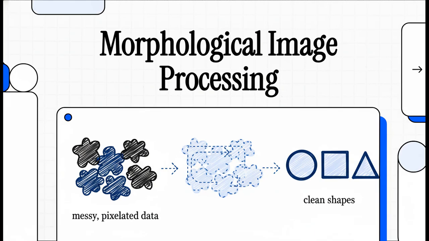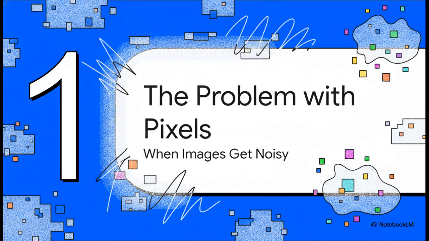You know when you see a messy, kind of pixelated image, and you wonder how a computer could ever clean it up? Well, today, we're going to dive into some brilliant techniques that teach computers how to see, not just in pixels, but in actual shapes. It's pretty cool stuff. So, first, let's set the stage and look at the core problem we're trying to solve.